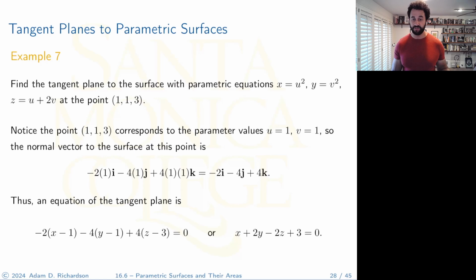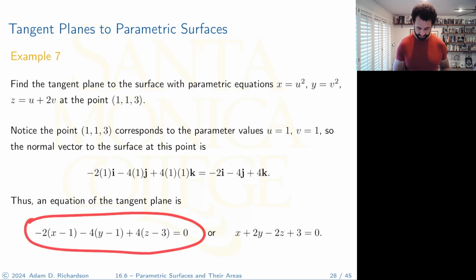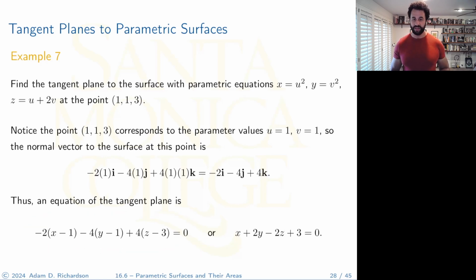Thus, an equation of the tangent plane is this. Not too bad, huh? Pretty nice. There it is. There's our normal vector, and then there's our point. We've got our plane. If you want, you can go through and multiply everything out, combine like terms, and write it in standard form too.